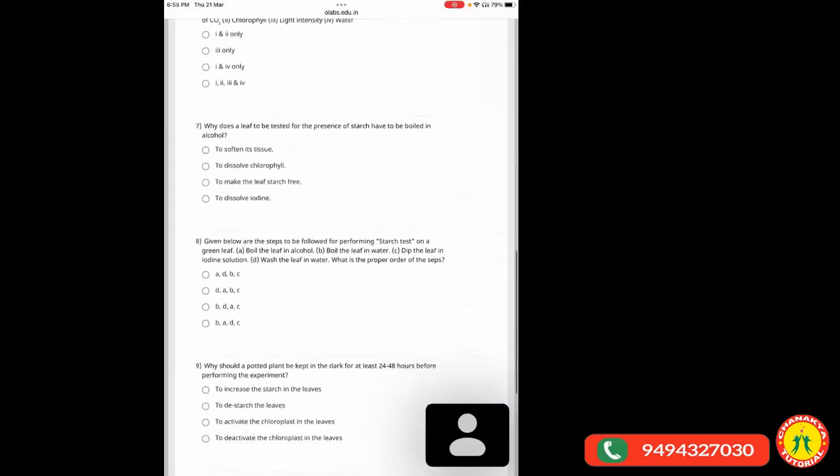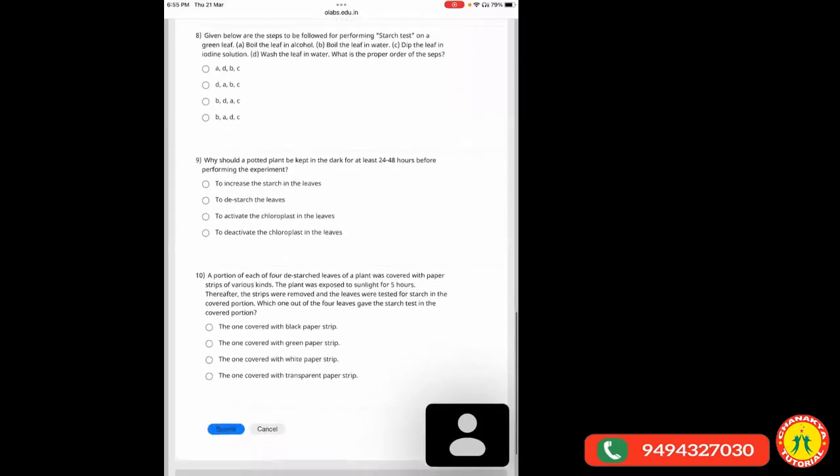Okay, now question number 7. Why does a leaf to be tested for the presence of starch have to be boiled in alcohol? Why does it have to be boiled in alcohol? To dissolve chlorophyll. Yes, to dissolve chlorophyll.